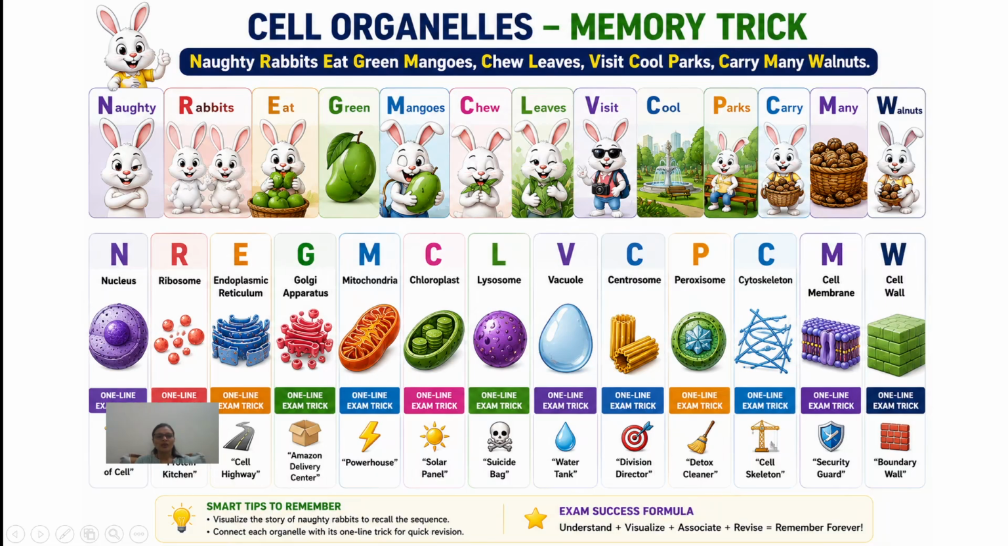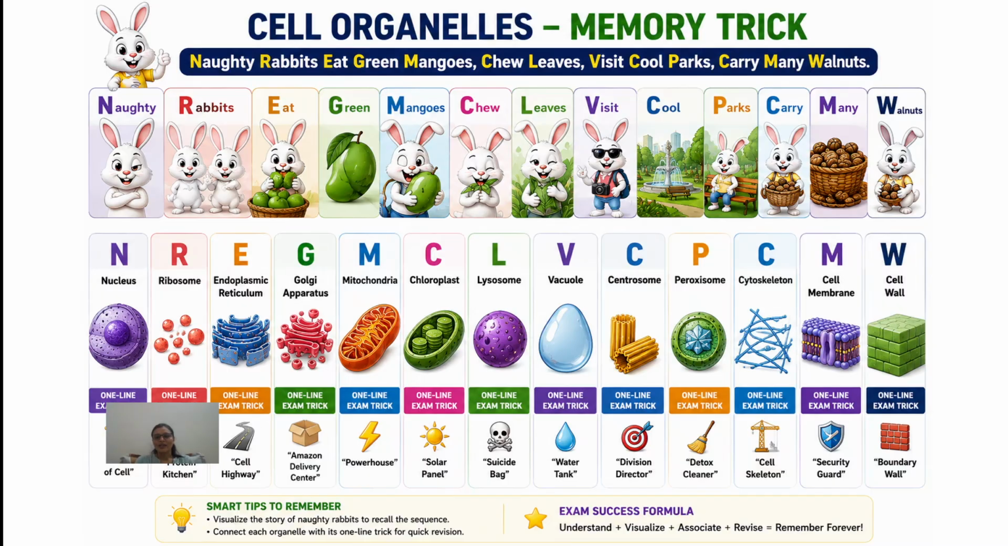So these are the functions of the various organelles. The nucleus we call the boss of the cell. The ribosome is the protein kitchen, meaning the protein factory; it makes the protein. The endoplasmic reticulum is the cell highway; it transports to the Golgi body. The Golgi body is a delivery center involved in transportation. The mitochondria is the powerhouse of the cell. The chloroplast is a solar panel; it provides the photosynthesis process. The lysosome we call a suicide bag, in Gujarati called Atmaghatak Kothri, right?